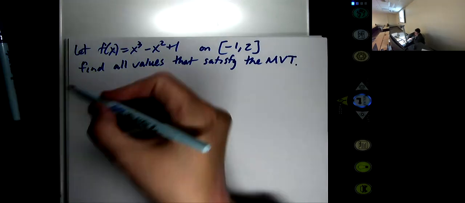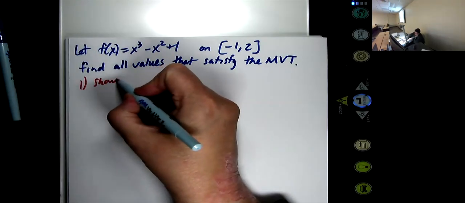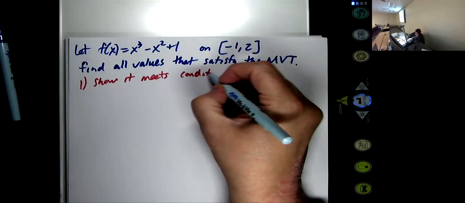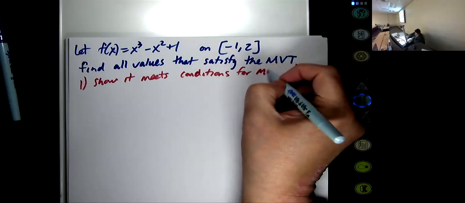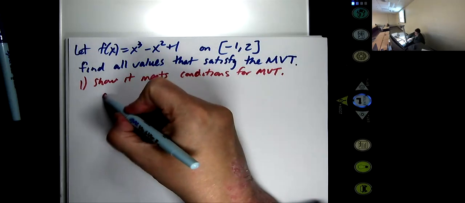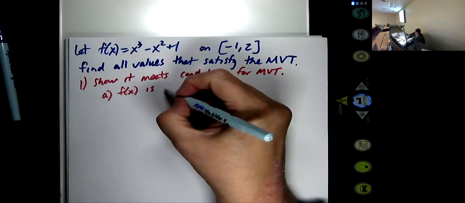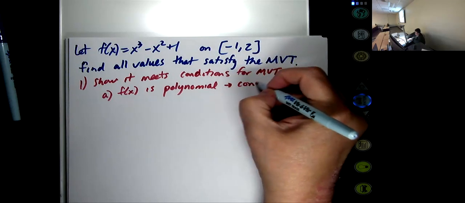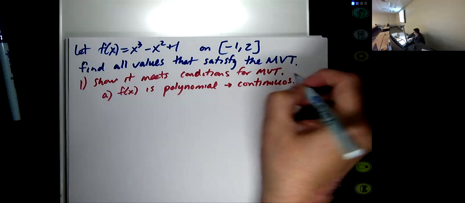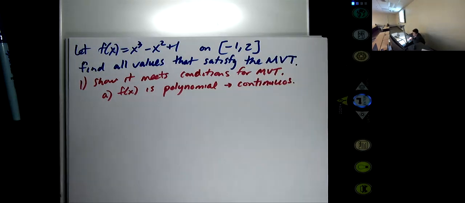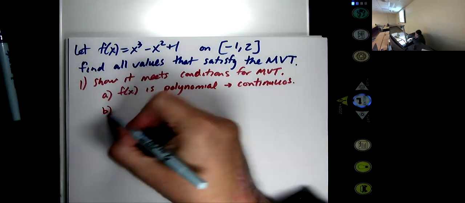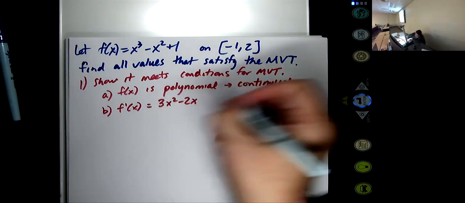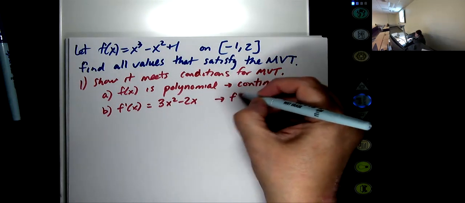All right, step 1. First off, show it meets the conditions. A, f of x is a polynomial and thus continuous. B, f prime of x equals 3x squared minus 2x, which shows that f of x is differentiable.